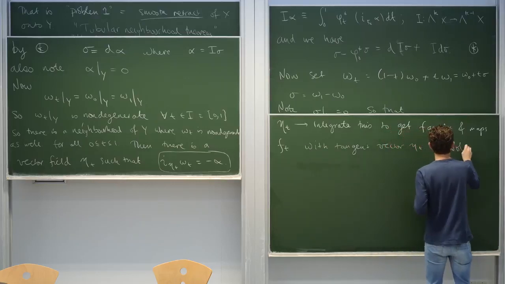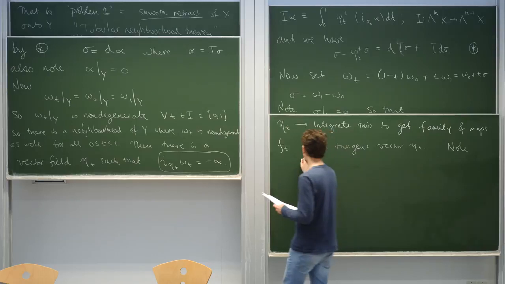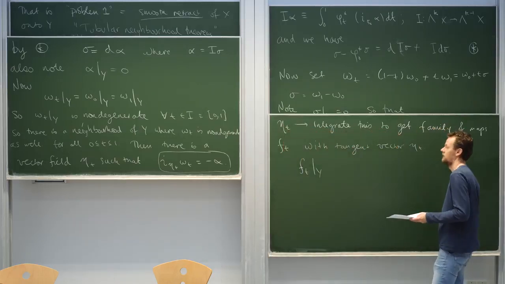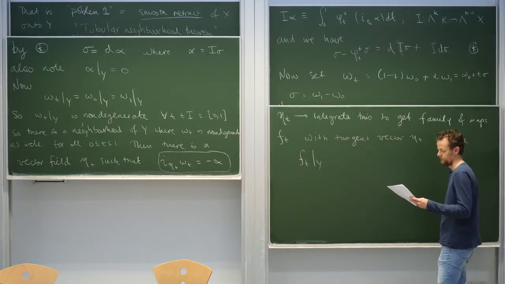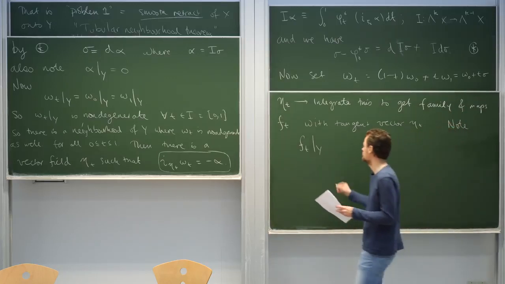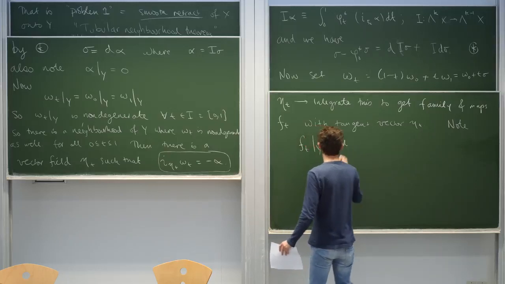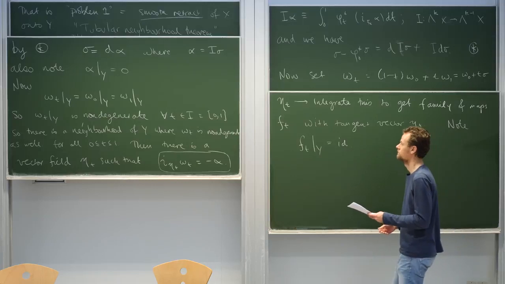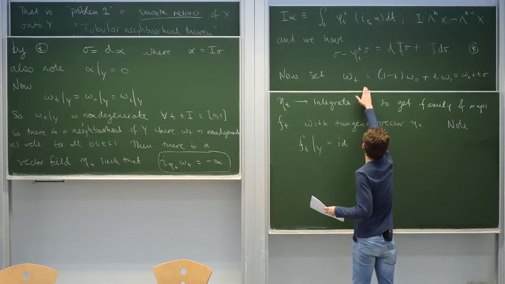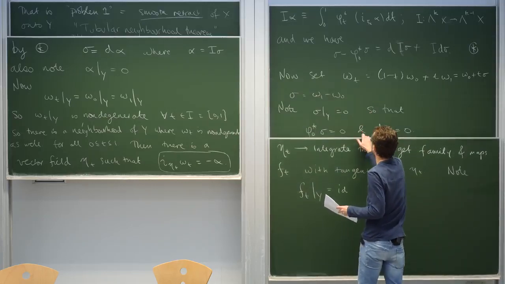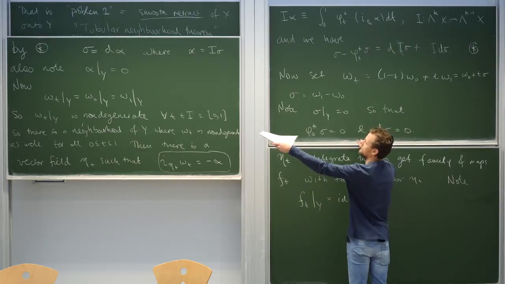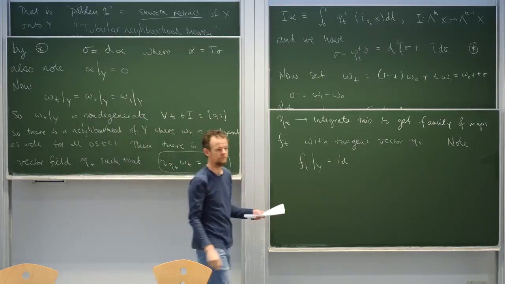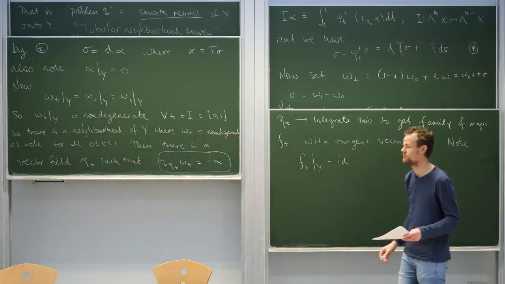Now, the first thing we note is that f_t restricted to Y is the identity, does nothing. And that is a consequence of, where did I write it? Up there, yeah. Alpha on Y is 0. So that's a good start, at least for diffeomorphisms that fix Y.